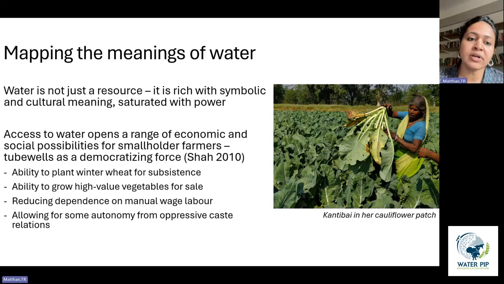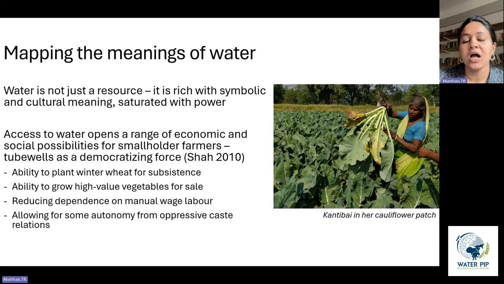But what I also found is that access to water was not just economically significant, but also significant for other reasons, because a lot of farmers said that what has emerged through tube well irrigation, bore well irrigation, is that it has enhanced their capacity to be independent. So it's reduced their dependence on manual wage labor to an extent. And most significantly, it allowed them some autonomy from oppressive caste relations.